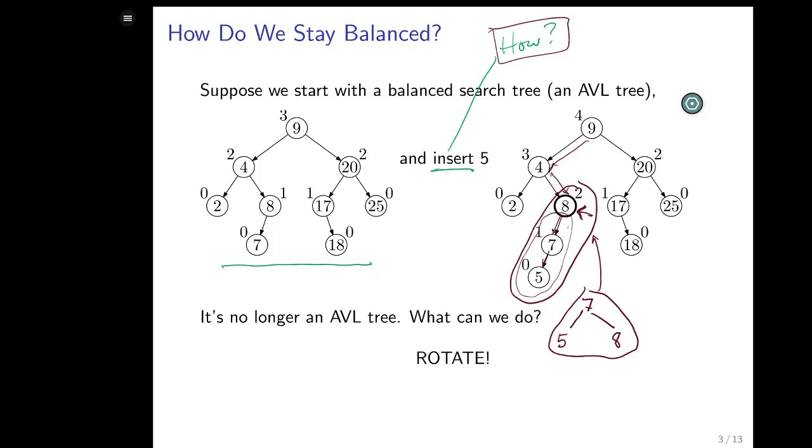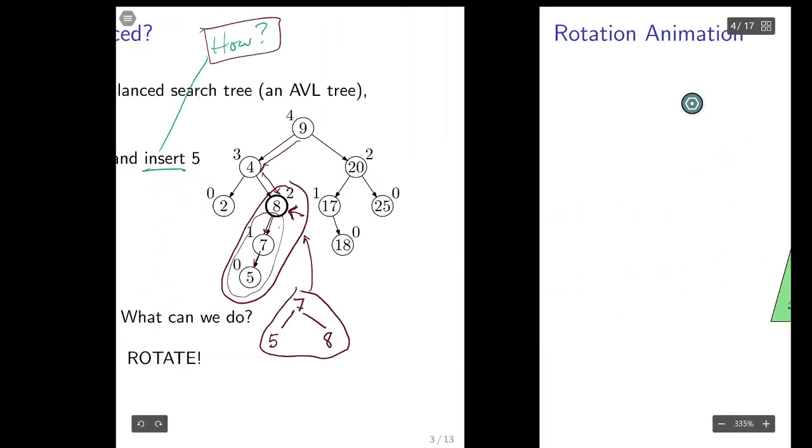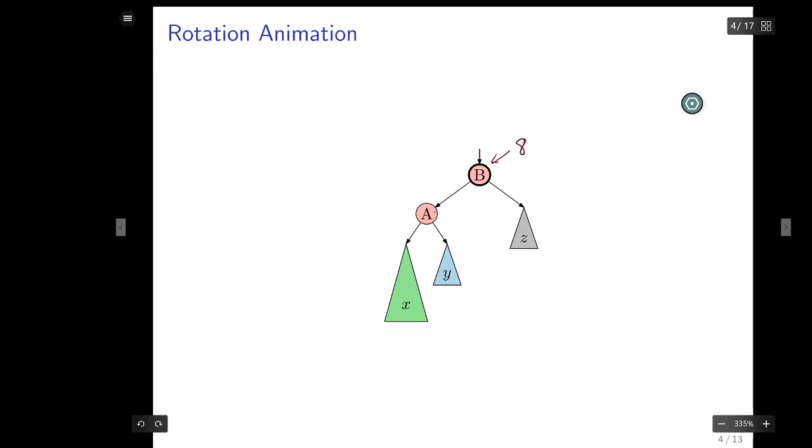You want to see the animation? Let's see. Here is the original tree. Here, this node B, that's the node 8 that was circled before. It's the one we're going to try to restructure. This is a general picture of the configuration, right? Before, we just had 1, 2, 3 nodes in a chain. That would be 1, 2, 3 nodes like this. The green tree would be one node, and the blue and the gray trees would be empty. But in general, the operation I'm going to show you in this animation works in general for trees that are shaped like this.